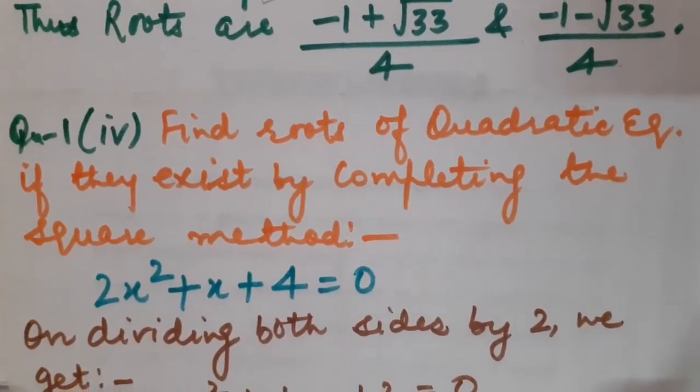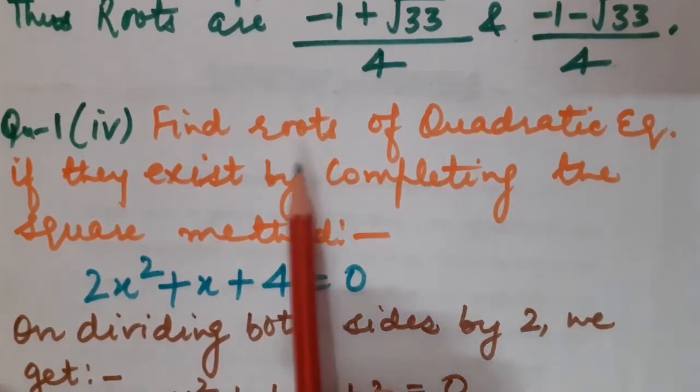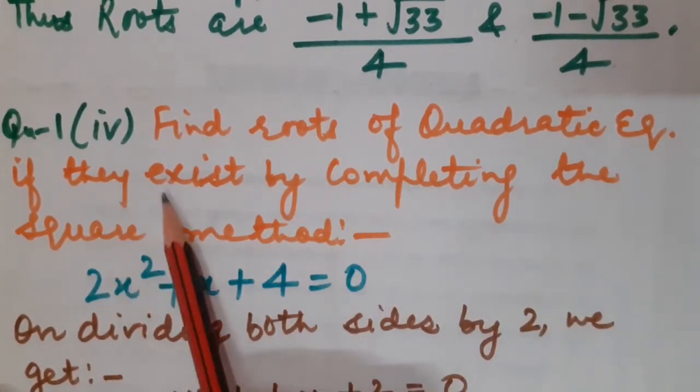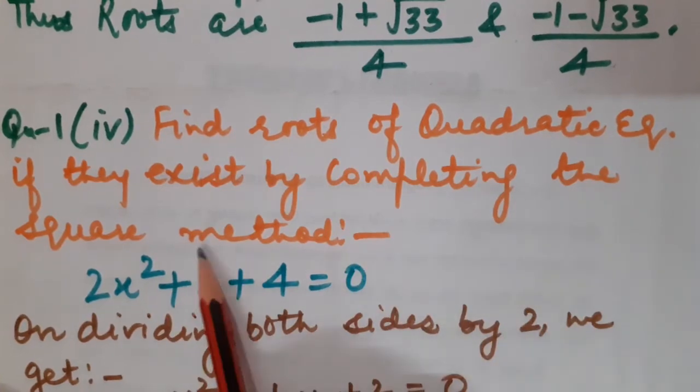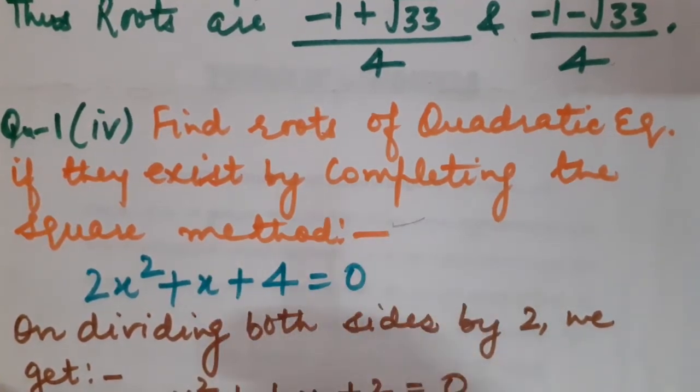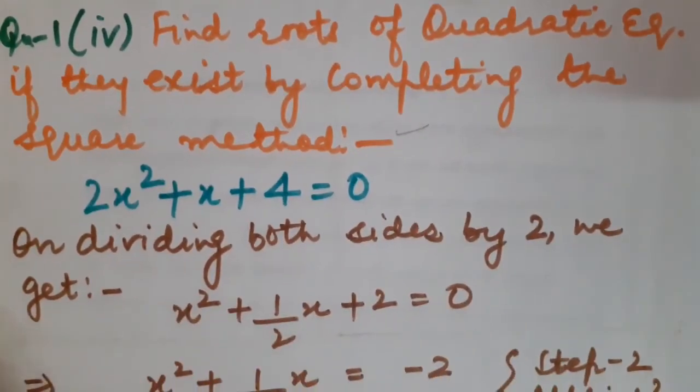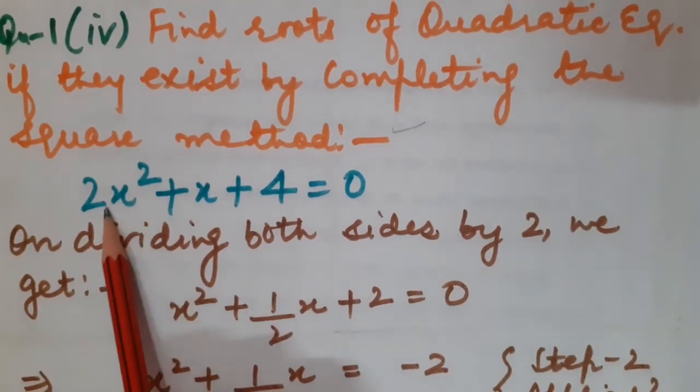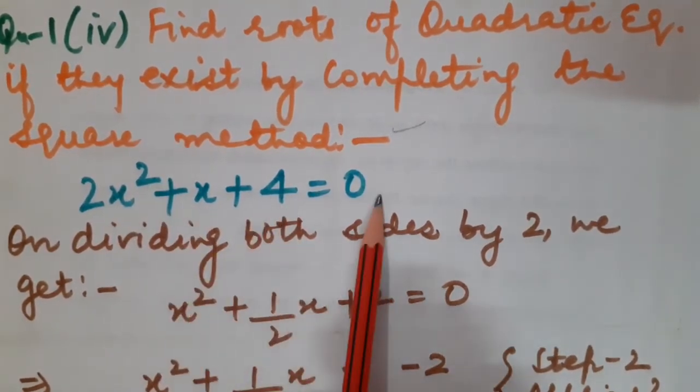Now let us switch to next question. Next is question number 1, fourth part. Find the roots of the quadratic equation if they exist by completing the perfect square method. One more question I am going to take, children. Now please be alert. This is 2x square plus x plus 4 is equal to 0.